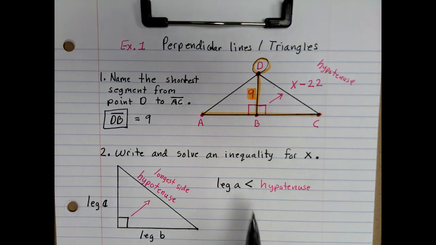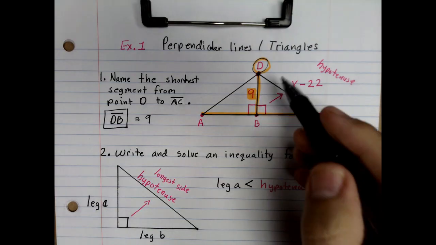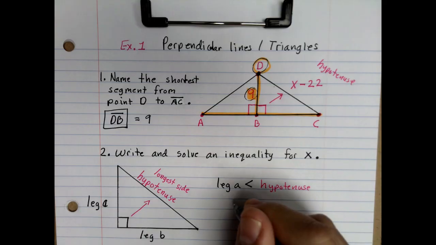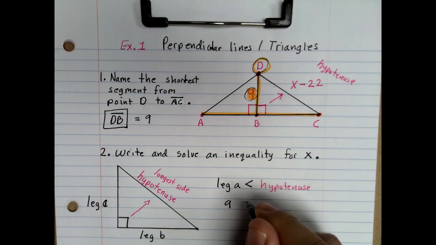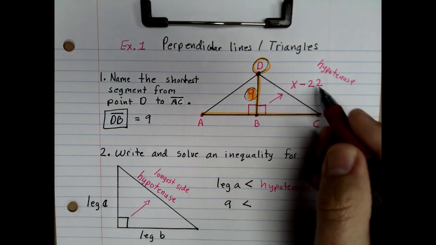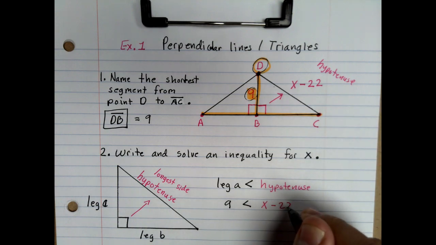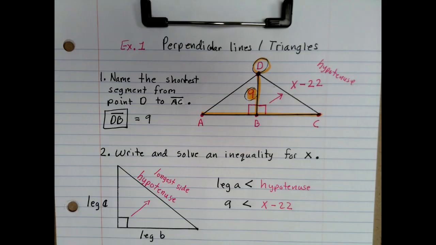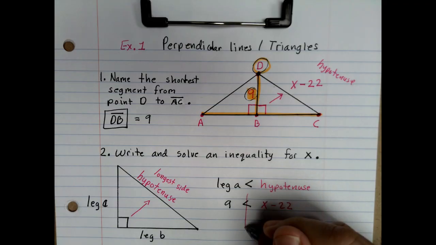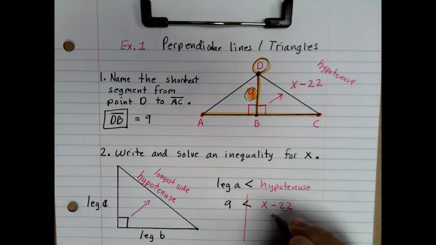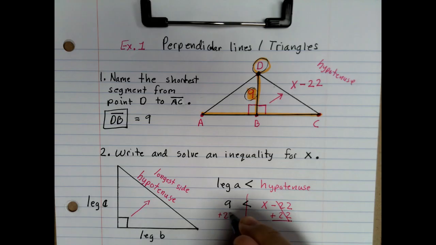So when I write my inequality, I'm going to take my leg value, in this case it happens to be 9, put it on the side where the leg is, and that's going to be less than the hypotenuse, which is x minus 22. Now we want to go ahead and solve this. So I'm going to treat this just like it's an equation. I want to get x all by itself, so I'm going to add 22 to both sides. That cancels it on the right, and then this is going to become 31.